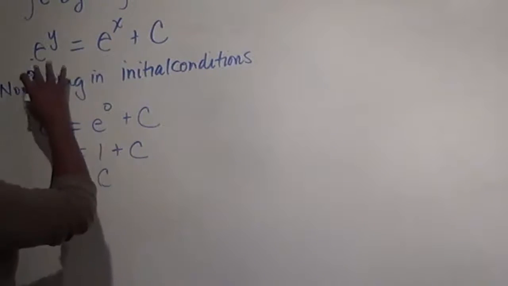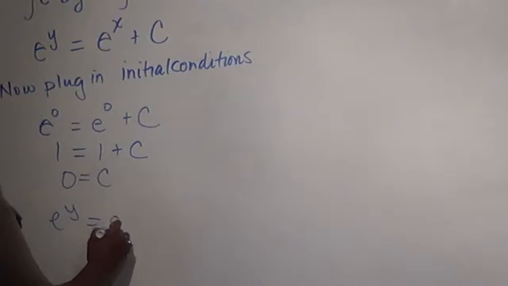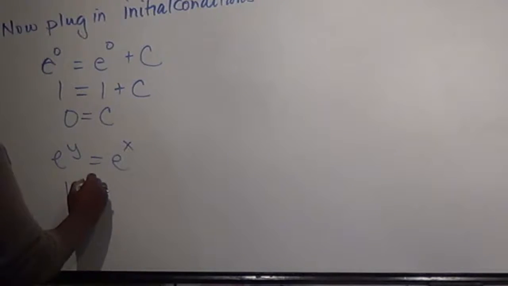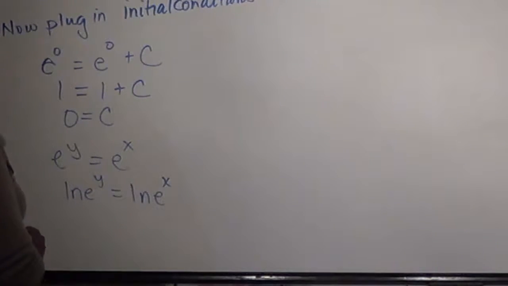That means when I go back to my equation here, e to the y will equal e to the x plus 0. So taking the natural log of both sides, I can then solve for my y, so y will just equal x. Okay. There's my particular solution to that differential equation.